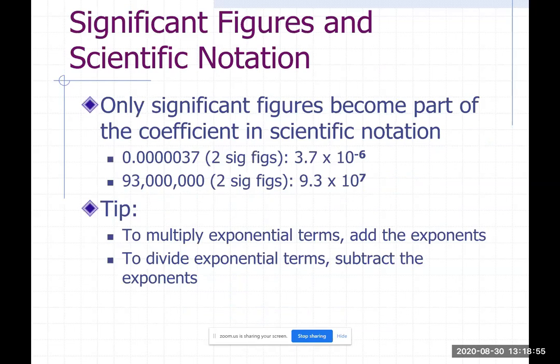So let's talk a little bit more about significant figures in scientific notation. Again, I just want to reiterate to you that only the significant figures become part of the coefficient in the scientific notation. So here we have only these 2 significant figures, the 3 and the 7, and those are going to be the only ones that appear in our coefficient of our scientific notation. Over here, for example, we only have a 9 and a 3 as being significant figures, and so the 9 and the 3 are going to be the only digits that appear in our scientific notation.